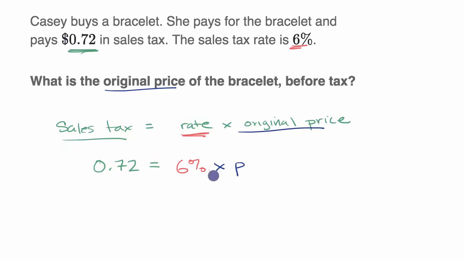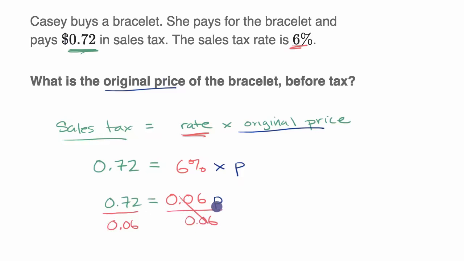We have a fairly straightforward equation now. And now I'm just going to rewrite everything as a decimal. So we could write 0.72 is equal to 6% is the same thing as 6 per hundred, which is the same thing as 6 hundredths. 0.06, 6 hundredths times P. And now we can just divide both sides by 6 hundredths to solve for the original price.